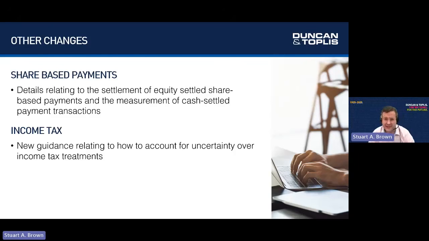There's also some further guidance given relating to uncertainty over income tax treatments. At the moment, I think IFRS 102 is fairly silent on this until the revision and the extra guidance comes in. If there's a certain tax treatment being used and it's uncertain whether it will actually come to fruition, this covers how to account for that. It's based on probabilities of it being okay.